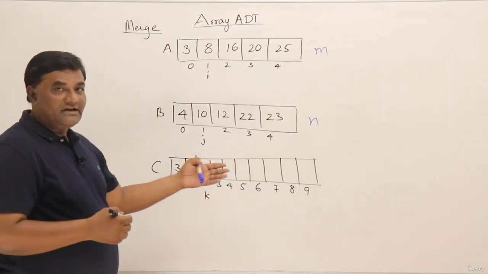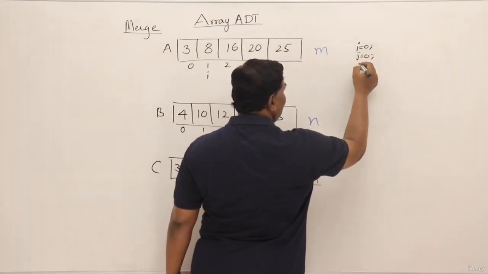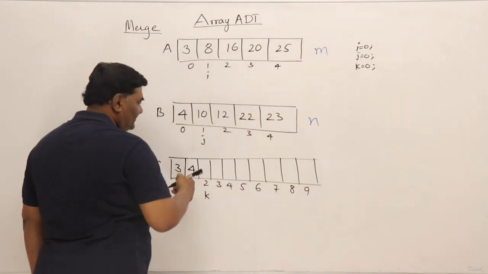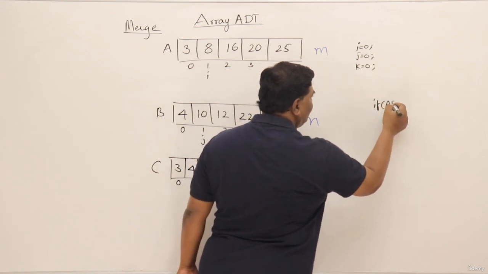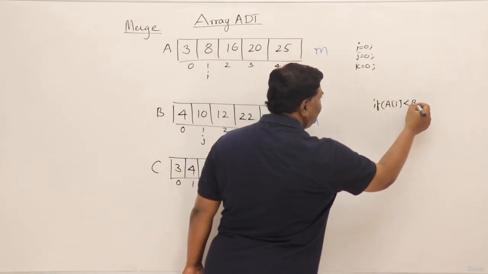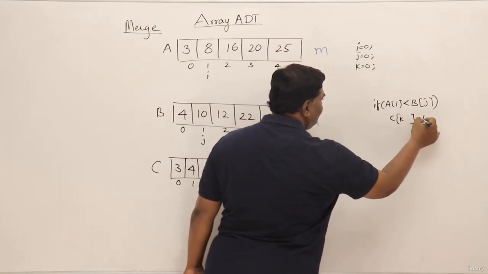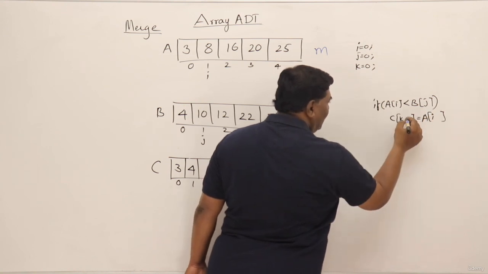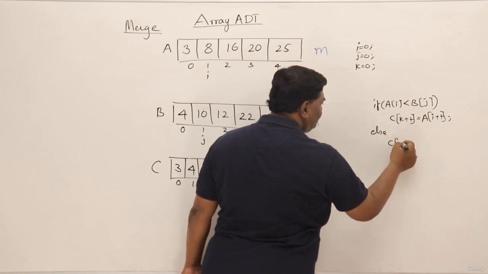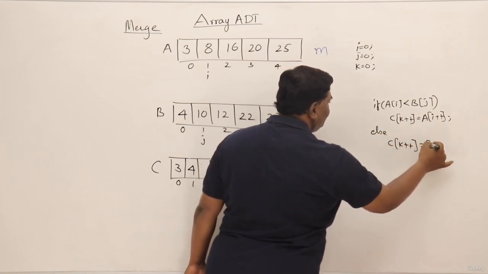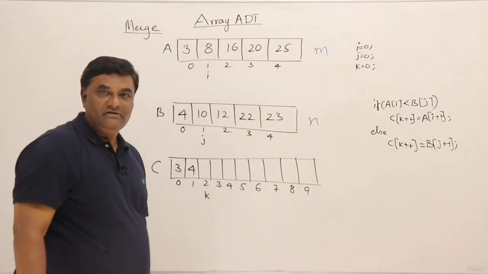So what we are doing here, I will write down as pseudocode. Initially I is equal to 0, J is also 0 and K is also 0. That was the initial step. Then we compare: if A of I is smaller than B of J, then in C of K we copy A of I, and we increment K as well as I. Otherwise, in C of K++, we copy B of J++. This is what we are doing.